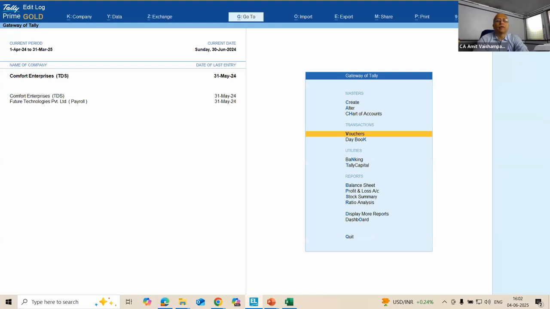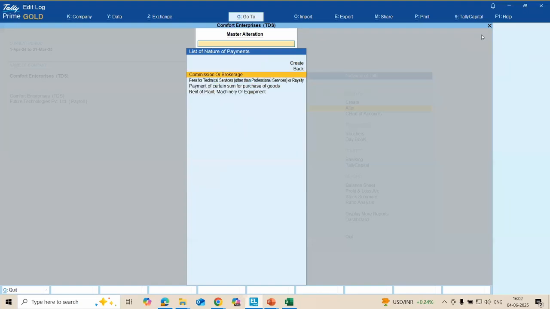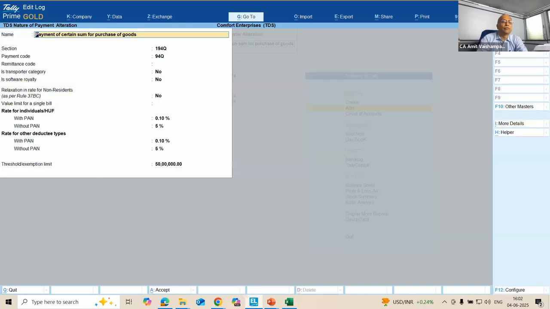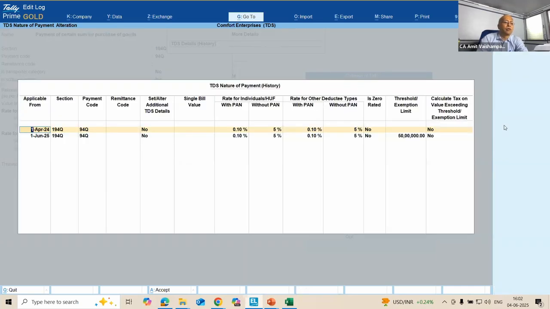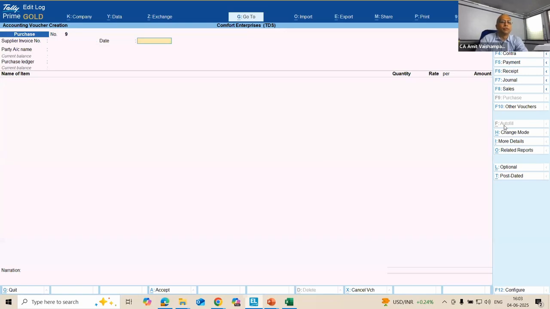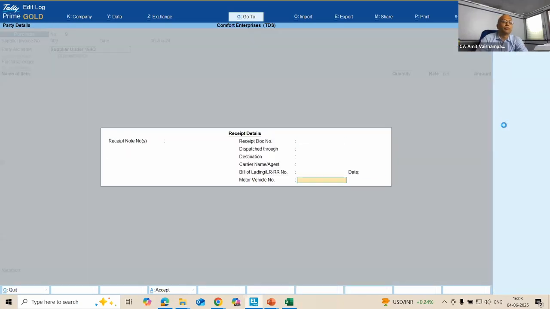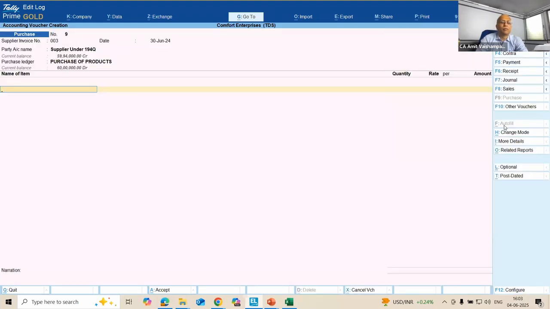One second. So they have said that your year is 2025, which is why. Oh, sorry, it has to be 24. My mistake. I just have to change this to 24. Accept, yes. I'll go back to my voucher. 30th June 003. Supplier 194Q. Item for 194Q. 60 lakhs.